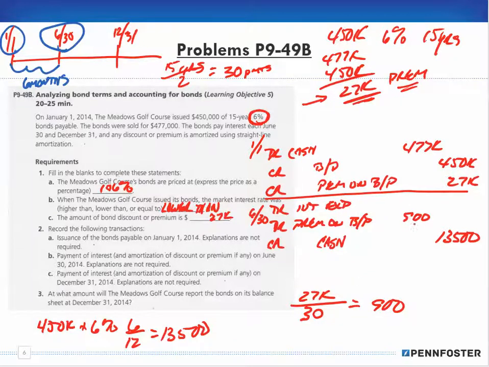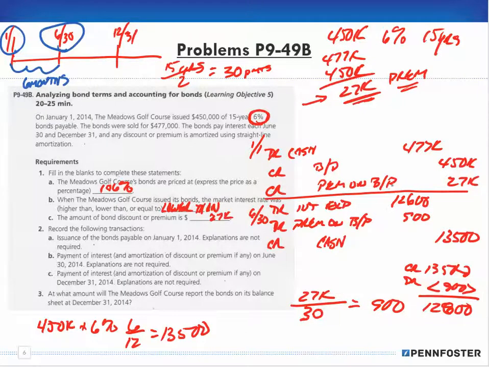And since debits have to equal credits, I can back into the amount of the interest expense. So I have a credit of $13,500 and I have a debit of 900, so I'm going to subtract the 900, and I end up with $12,600 as the interest expense for that journal entry.